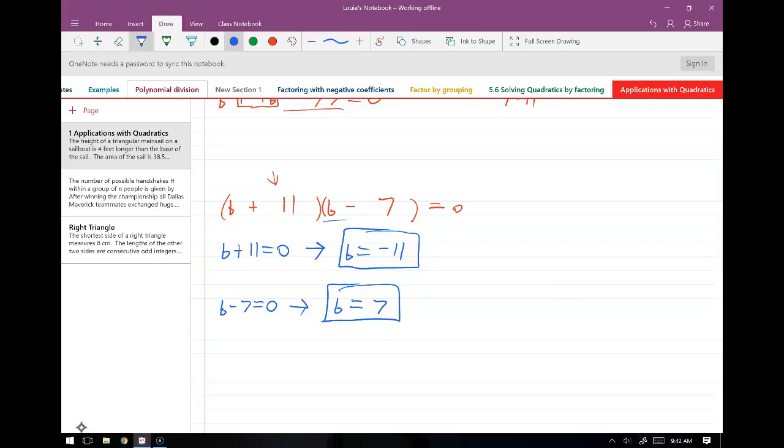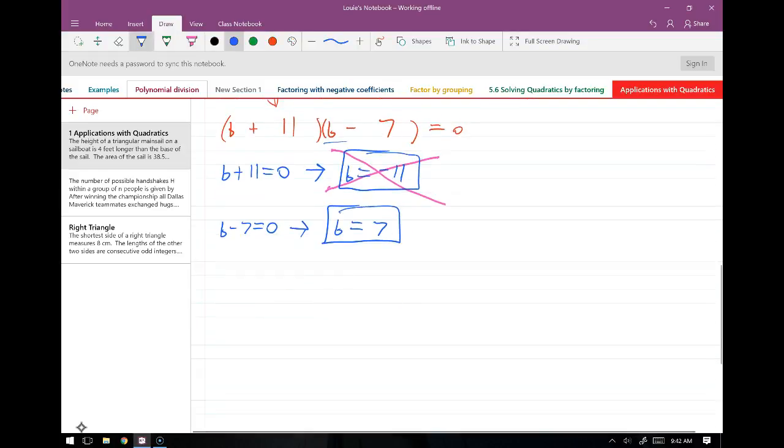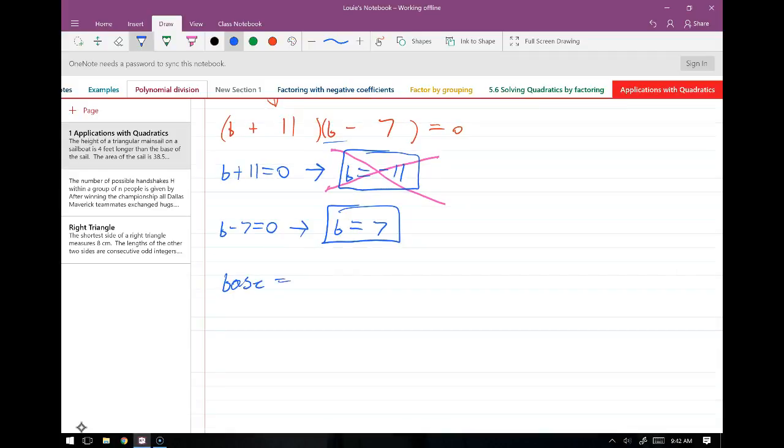And like I said at the beginning of this problem, some of these guys aren't going to make sense, right? And so this guy, b equals negative 11, does not make sense with this particular problem. So we're going to cross it out. So we're going to say our base equaled 7.